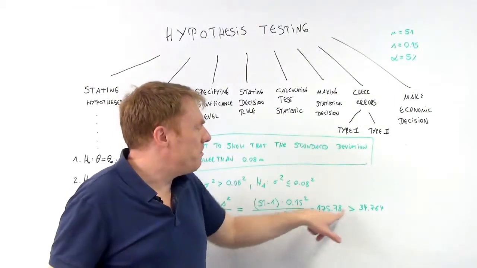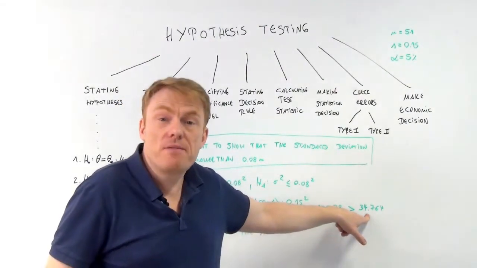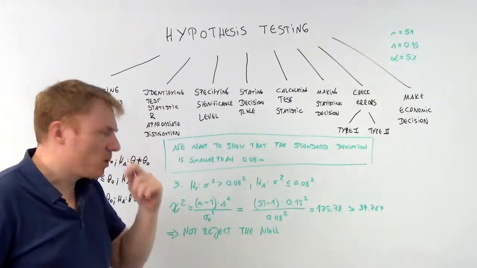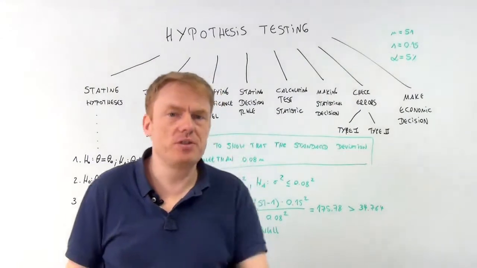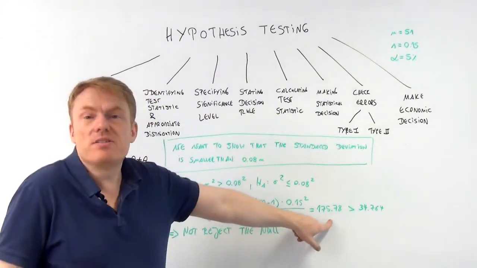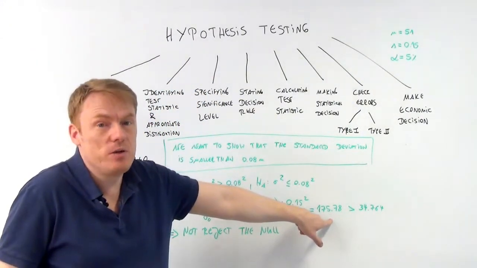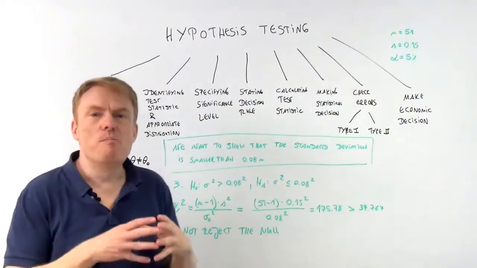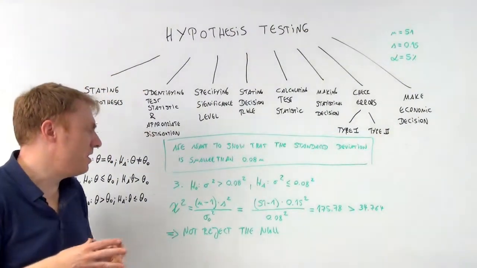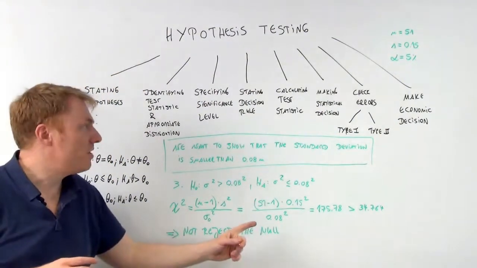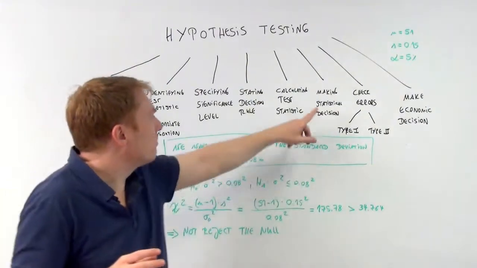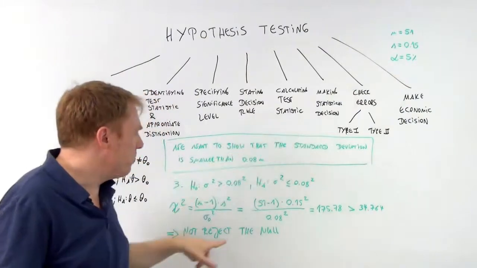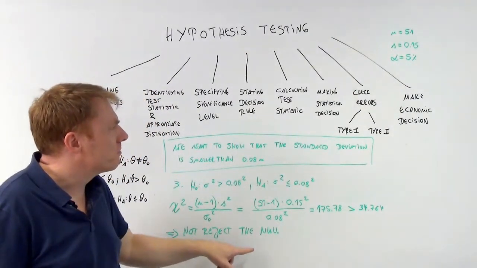If that value was inferior to that one, we'd have to reject the null hypothesis. Since it's not inferior, since it is superior, since it's larger, we must not reject the null hypothesis. We do not reject the null hypothesis, which is our statistical decision. Our statistical decision now is we do not reject the null hypothesis.